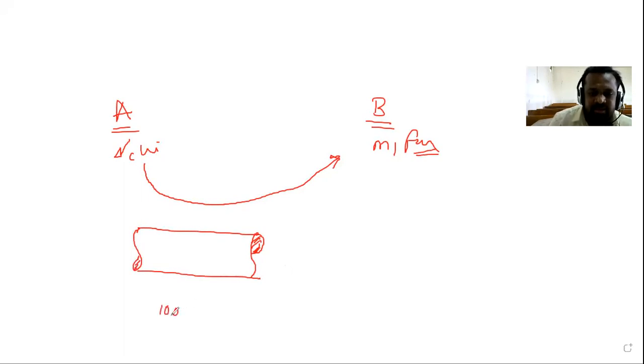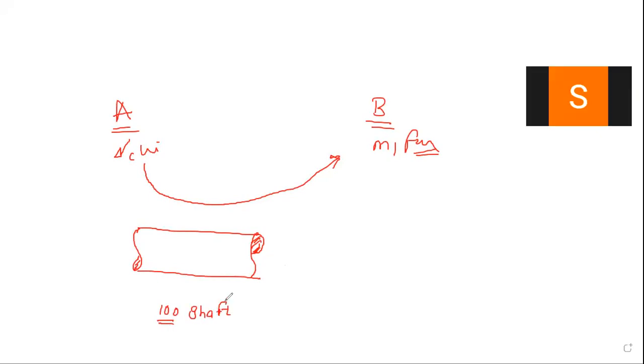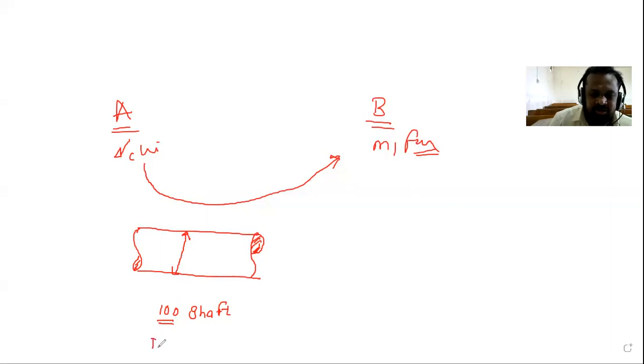How many shafts? 100 shafts. And the size of that shaft, the diameter, will be exact 20. The A person requires 100 shafts of diameter 20 mm, exactly 20 mm, and has given this order to the B person, the manufacturer.